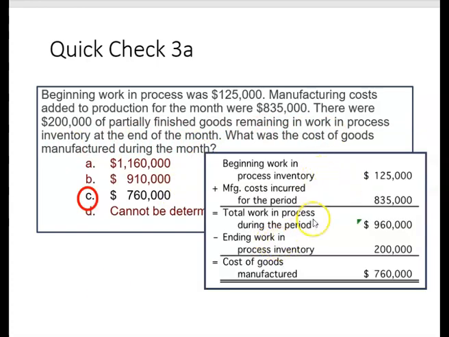So for this one, we just put it into our formula. Beginning work in process inventory plus the manufacturing cost incurred. That gives you your total during the period, minus your ending gives you cost of goods manufactured. So again, using that same formula to figure out what we're looking for. Beginning plus what we added during the period minus ending gives you the cost of goods manufactured.